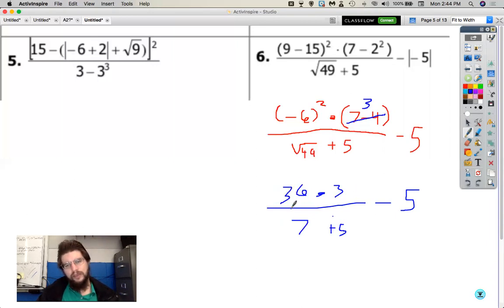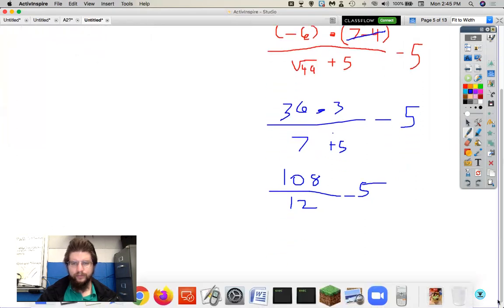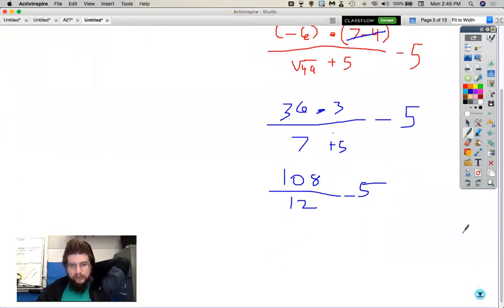36 times 3, that's 90 plus 18 is 108. Divided by 7 plus 15 is 12. Minus 5. Let's see, does that go 9 times? It does. 108 divided by 12 is 9. Minus 5, because again, this is division. We do that before we do addition or subtraction. And we come out with a 4.